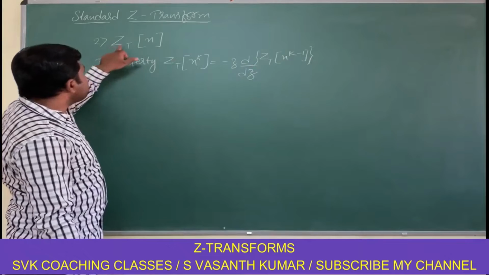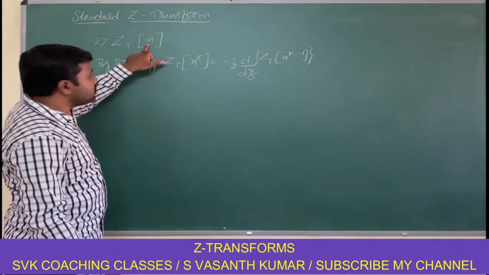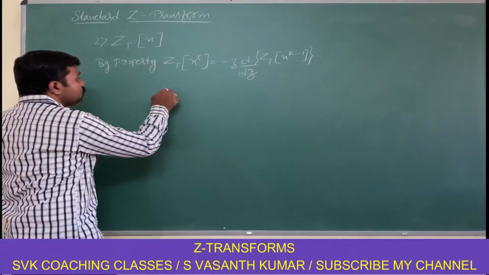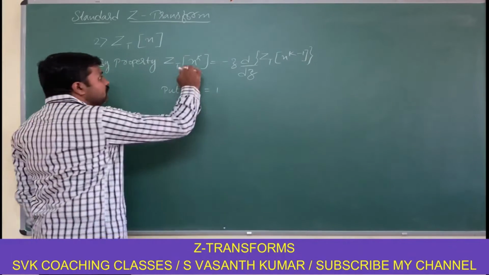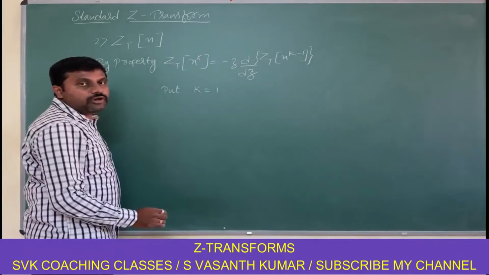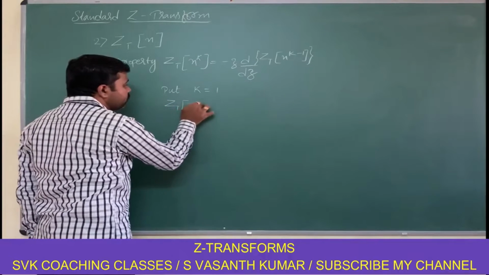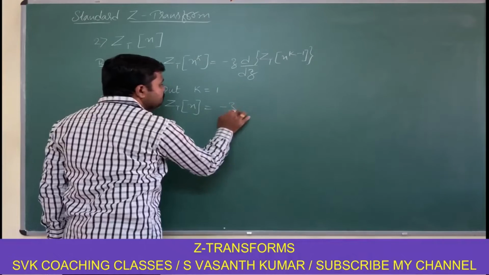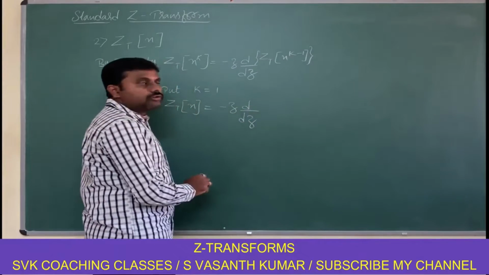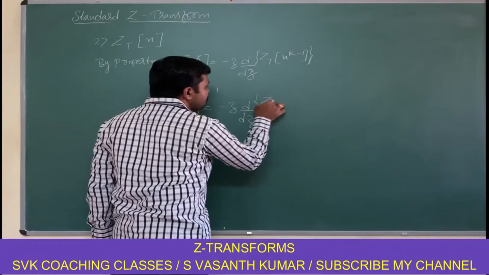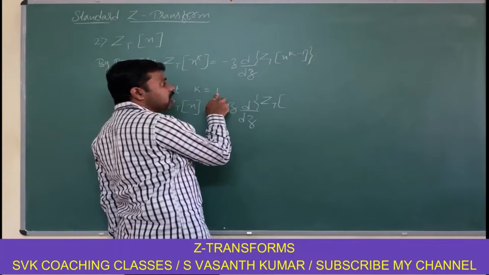So to get Z transform of n, for what value of k are you going to get Z transform of n here? If we put k equal to 1, n power 1 is nothing but n itself. Therefore Z transform of n is equal to minus z into d by dz of Z transform of n power, I am giving the value k equal to 1.